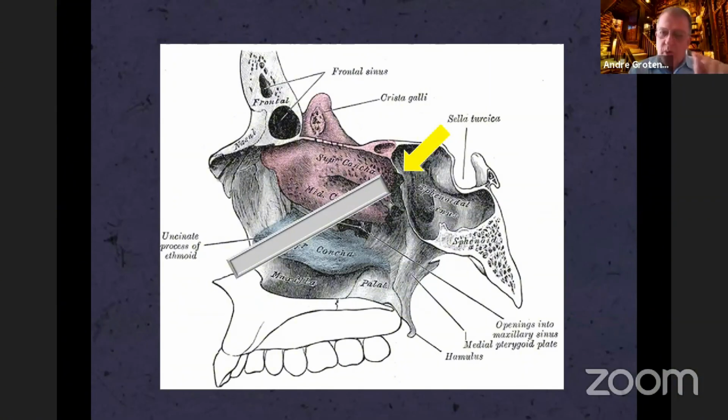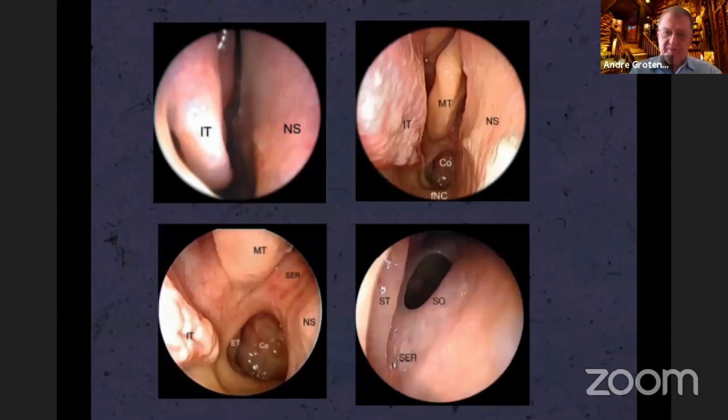So don't worry, you always find the ostium. And that is how it looks endoscopically. The inferior turbinate, if you look into the nose, that's the part you see first. Nasal septum here on the right side, so we are on the right nostril. If you pass the inferior turbinate, you see the middle turbinate, so between them and the septum, and in the depth you see the choana.